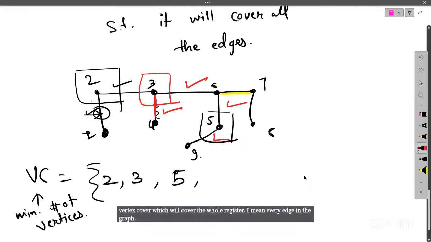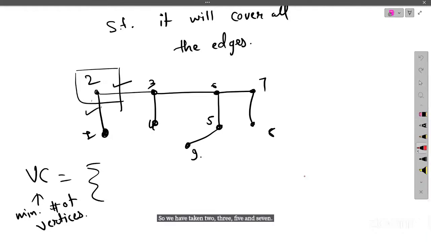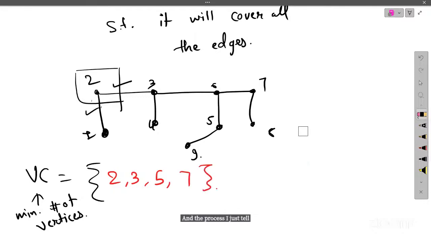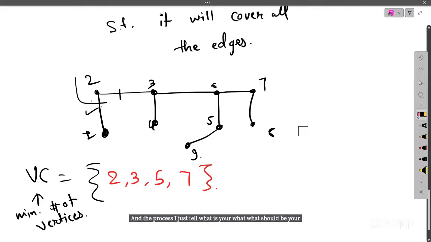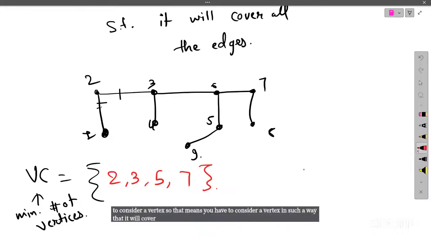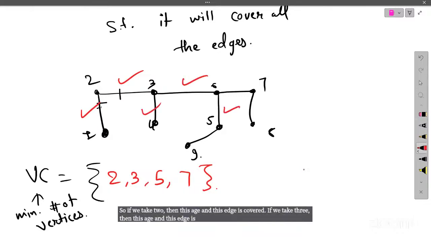Okay. So let's recall what are the vertices we have taken. So we have taken 2, 3, 5, and 7. Okay. So our vertex cover is now 2, 3, 5, and 7. And the process I just told you, what should be your aim is to consider a vertex in such a way that it will cover more number of edges. So if we take 2, then this edge and this edge is covered. If we take 3, then this edge and this edge is covered. If we take 5, then this edge and this edge is covered. And if we take 7, then this edge and this edge.